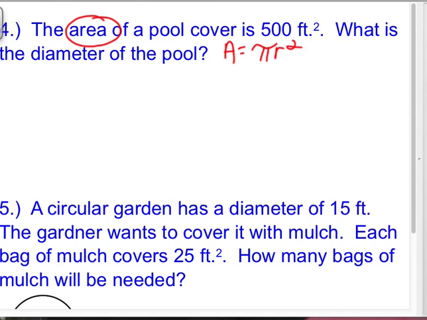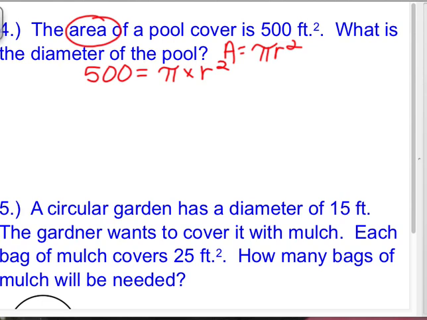Just to keep things straight, there's your formula. So what can you plug in at this point? Well, you can plug in the 500 where the A is. That's the area. Equals pi times radius squared. All right, so trying to figure out what the radius is, because once I know the radius, I'll be able to figure out the diameter.